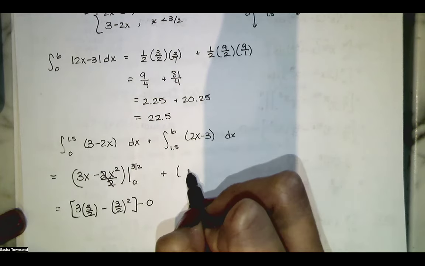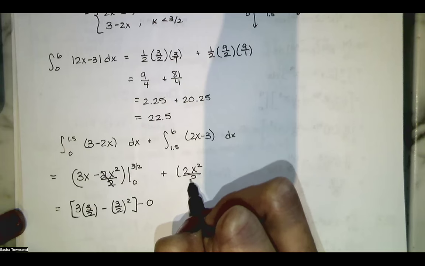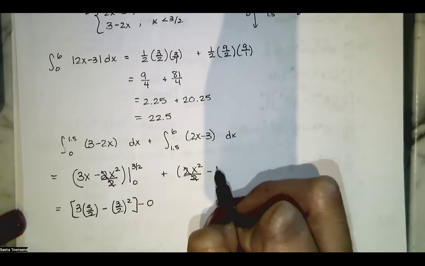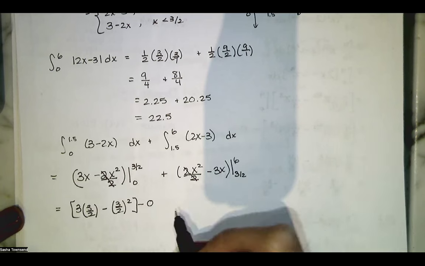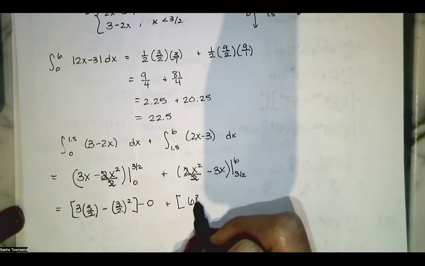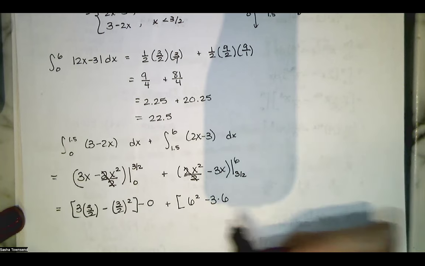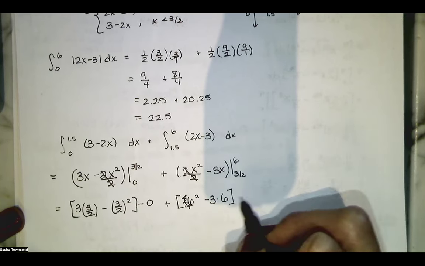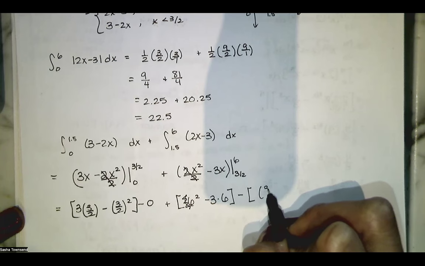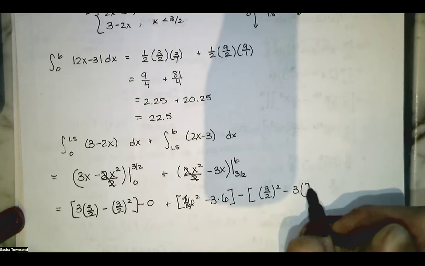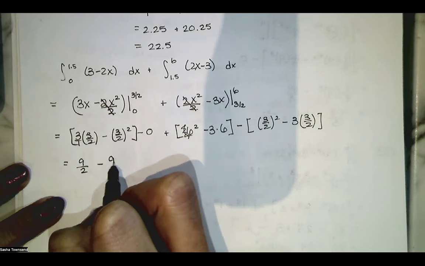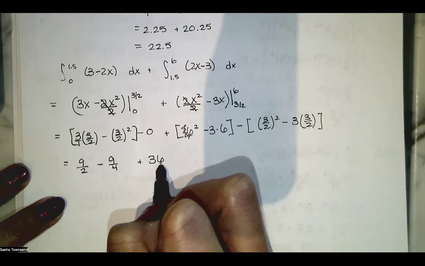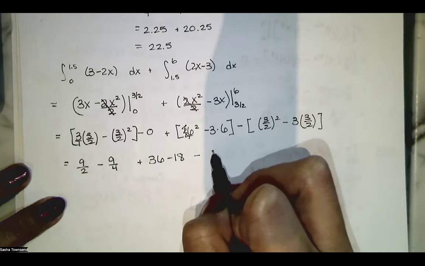Now, similarly, here, I'll bring the 2 down, add 1 to the exponent, divide by the new exponent, and the 2's reduce. The antiderivative of negative 3 is negative 3 times x. Substitute in 3 halves and 6 and subtract. So when we substitute 6, we'll have 6 squared minus 3 times 6. And then we'll subtract 3 halves squared minus 3 times 3 halves. And if we simplify, it's 3 over 1. We get 9 halves minus 9 fourths plus 36 minus 18 minus 9 fourths.